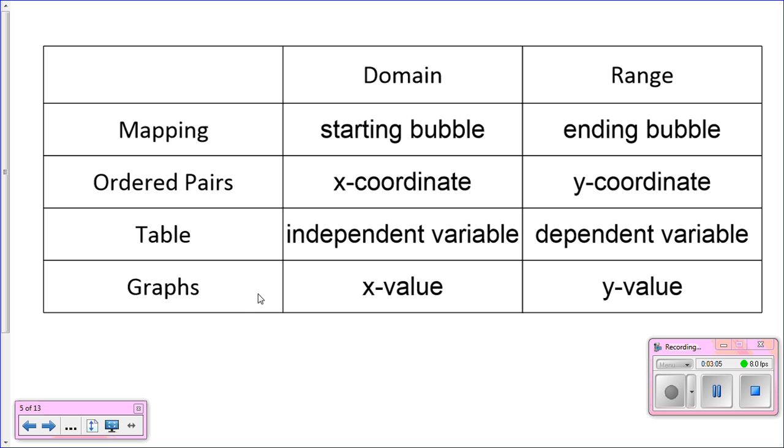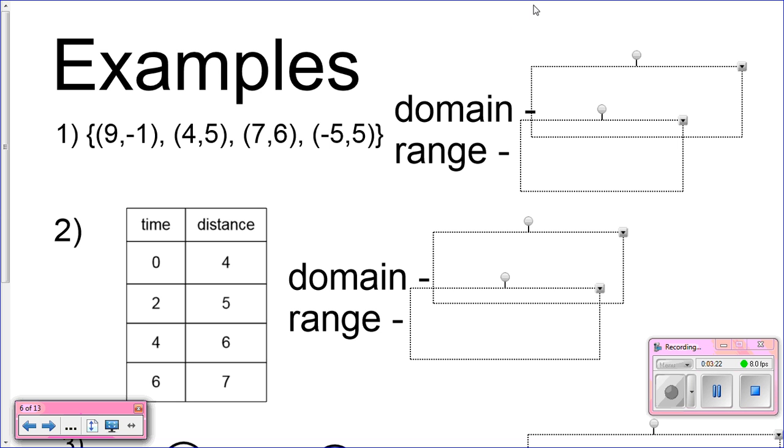Okay. Graphs are going to be the x value for the point and the y value for the points. And it's talking about all the points being used. Okay? If I'm going a little too fast, don't forget to pause the video. You can pause the video at any time. Okay? So here we're going to go into our examples.